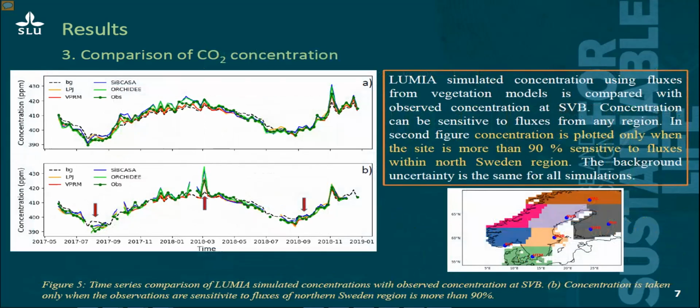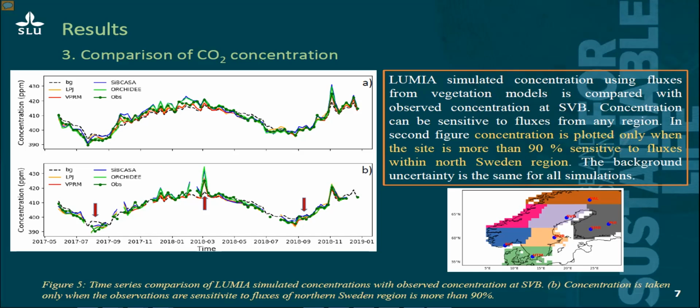And now we are coming to the concentrations. We compared the fluxes and we used those fluxes as an input to the Lumia transport model. That is a forward transport of fluxes to the observation sites. Now we have concentrations derived using those fluxes, and we are comparing them with the observed concentrations. This is shown only for the Svartberget location. Though there are differences in the flux, we can see a better match with the concentration.